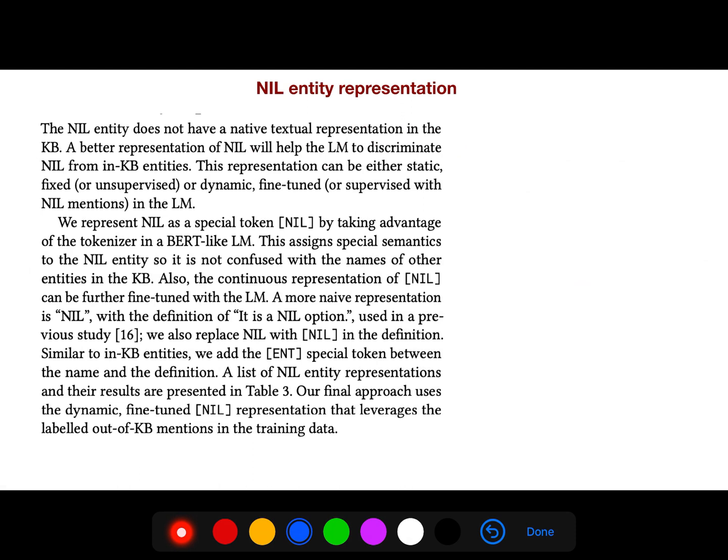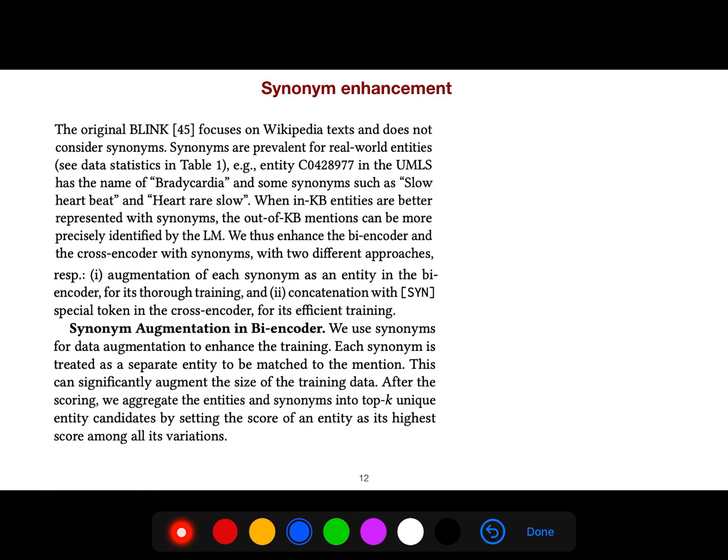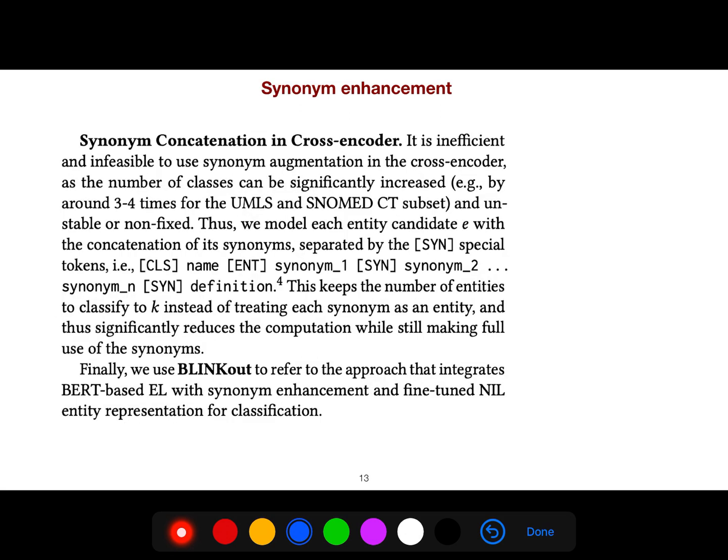The NIL entity does not have a native textual representation in the knowledge base, and the original BLINK focuses on the Wikipedia text and does not consider synonyms. And then we do synonym concatenation in the cross encoder. It is inefficient and infeasible to use synonym augmentation in the cross encoder, as the number of classes can be significantly increased.